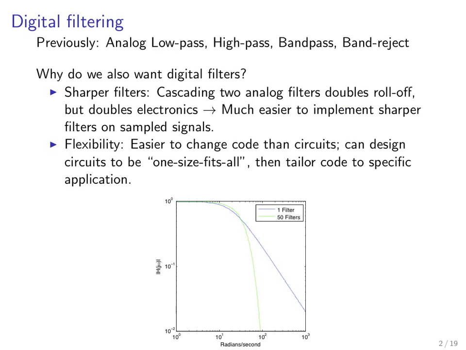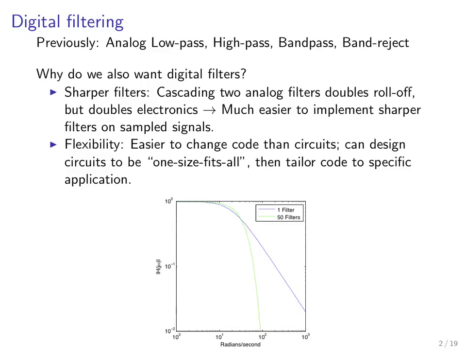So why do we care about doing digital filtering? Previously, of course, we have talked about analog filters. We talked about analog low-pass filters, high-pass, band-pass, and band-reject filters. We talked about specific circuits for implementing those and how to build them, and then also what they do to our input signals, and how to actually come up with a given specification for one, given a certain task that we want to do with them.